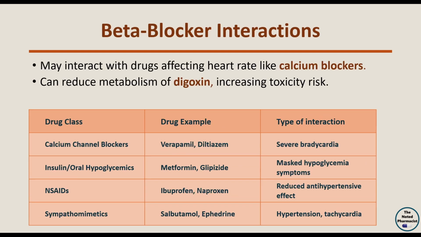Beta blockers may interact with drugs affecting heart rate or blood pressure, such as calcium channel blockers or antiarrhythmics. They can reduce the metabolism of drugs like digoxin, increasing the risk of toxicity. Care is needed when combining beta blockers with drugs that affect blood sugar levels. The table presented here is a concise representation of beta blocker drug interactions. It outlines clinical effects, risk metrics, and drug examples to emphasize key concerns.